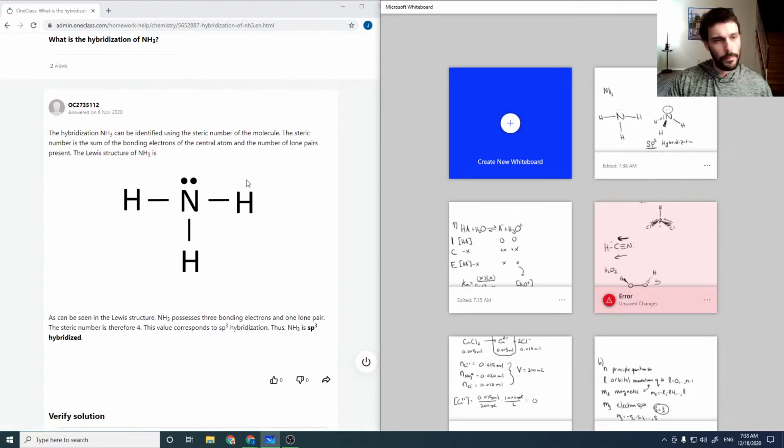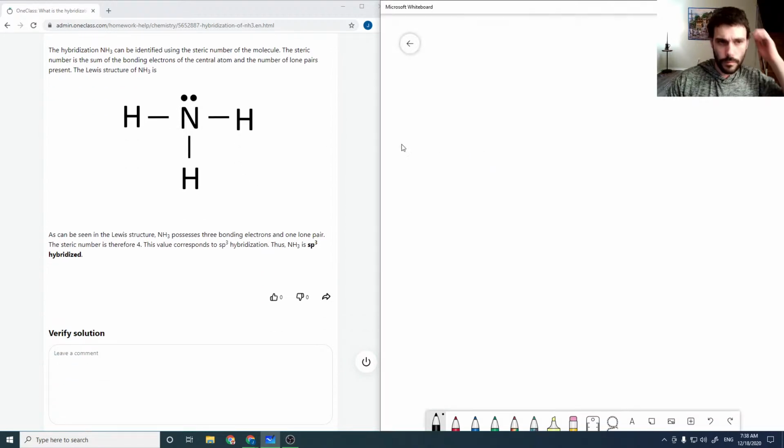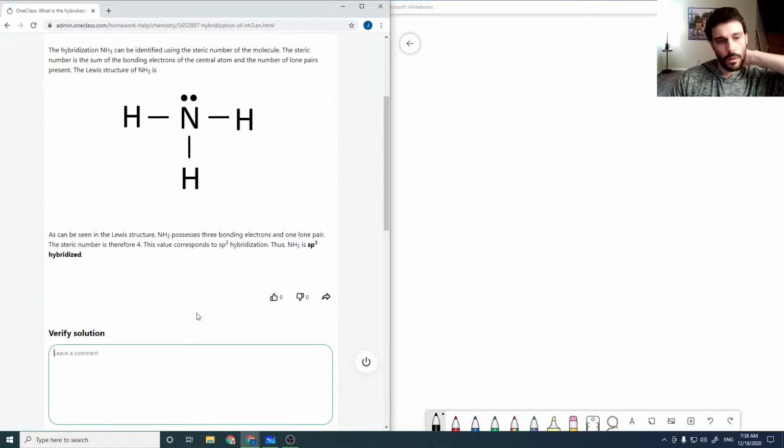The hybridization can be identified using the steric number. The steric number is the sum of the bonding electrons and the number of lone pairs. So as I said, just sum it up. And so we must have sp3. So that's good.